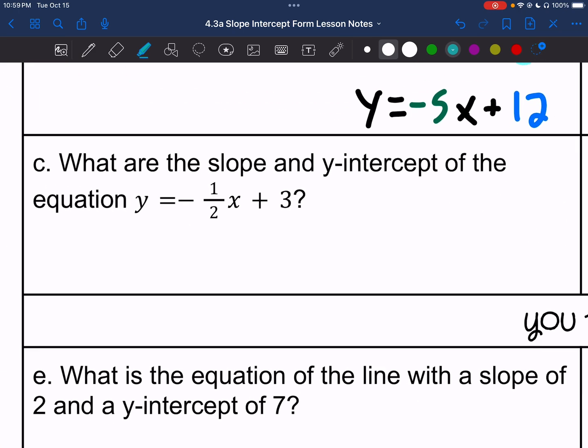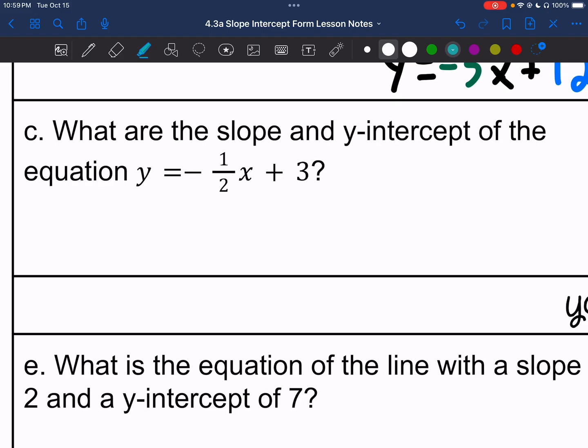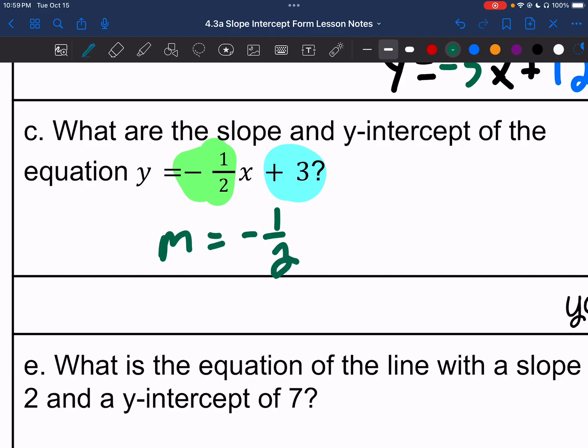All right, let's look at letter C. We want to know what are the slope and y-intercept of the equation y equals -1/2 x plus 3. Well, the slope is what's attached to x, and remember the sign in front of a number is connected to it, and the plus 3 is going to be my y-intercept. So slope is -1/2, and my y-intercept, b, is going to be equal to a +3.